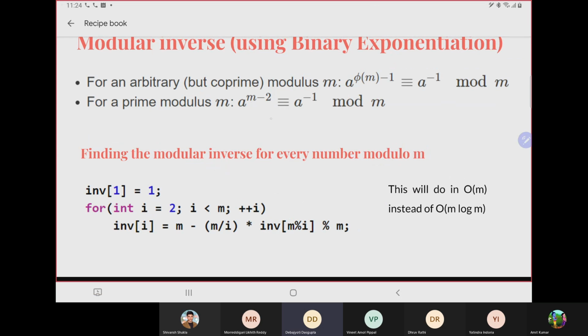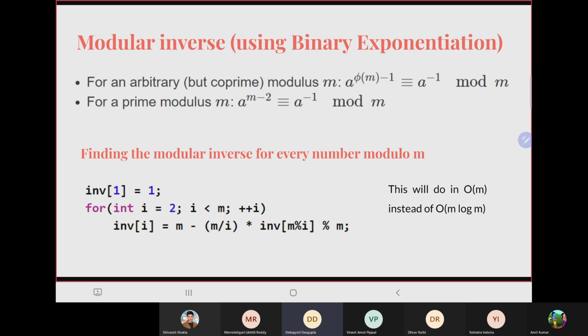So basically, we will be using this here. You can see in the second statement, a power m minus 2 is congruent to a mod m. So if we just calculate a power m minus 2, we can get the answer. How will we calculate a power m minus 2? Usually m is very large, of the order of 10 power 9 plus 7, so obviously we cannot multiply a into a into a one by one. We'll be using binary exponentiation, which will come later in the session, so I will not explain how we will do that. But just remember that a power m minus 2 will return you the modular inverse.